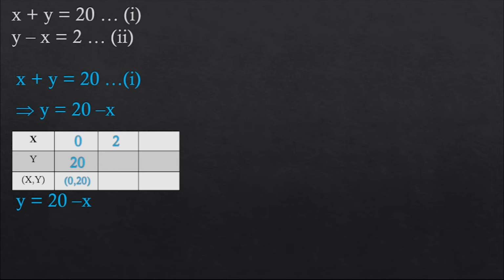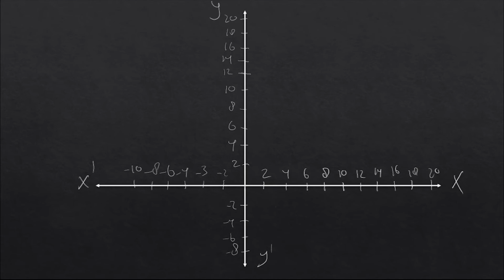Next, you should take such values of x so that the point x comma y will fit in the graph. Let's take x equal to 2. Again, on solving, we get y equal to 18. So our second point is 2, 18. For the third point, let's take x equal to 3. And solving, we're going to get the point as 3, 17. Note, you can also take a negative value for x.